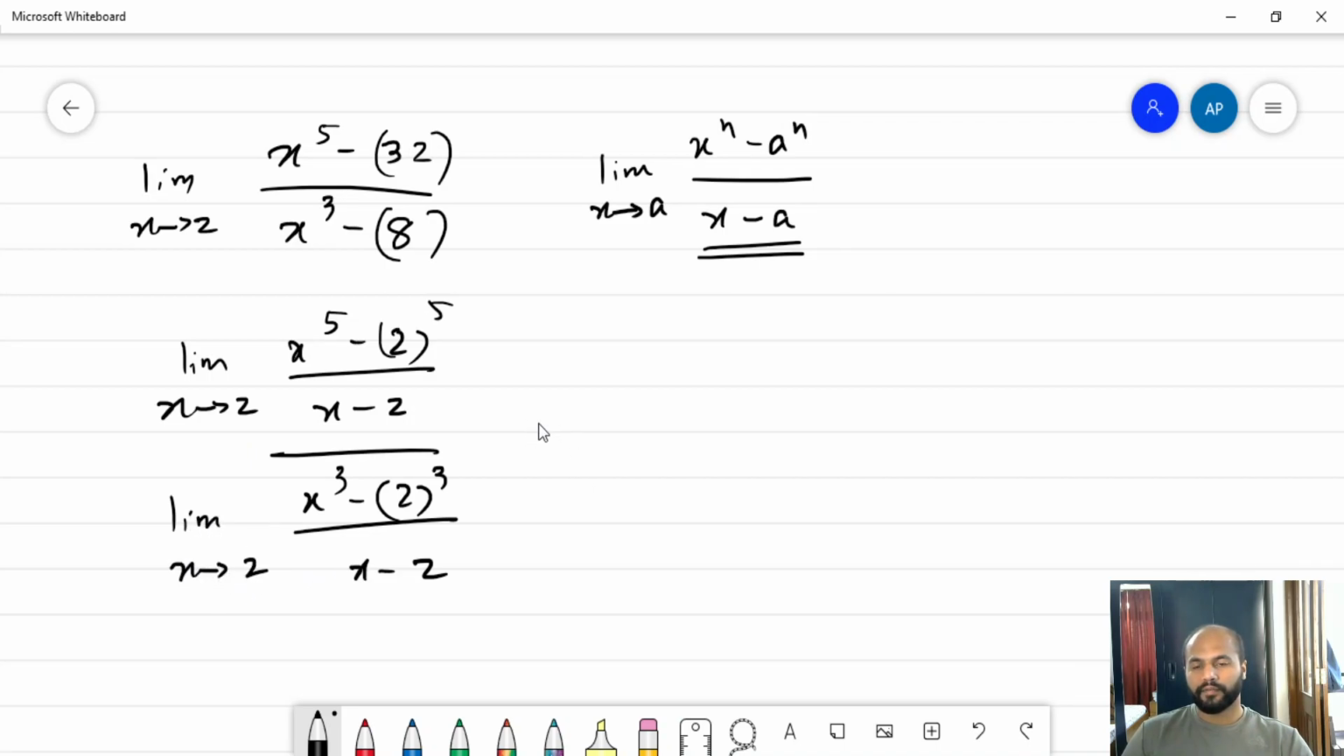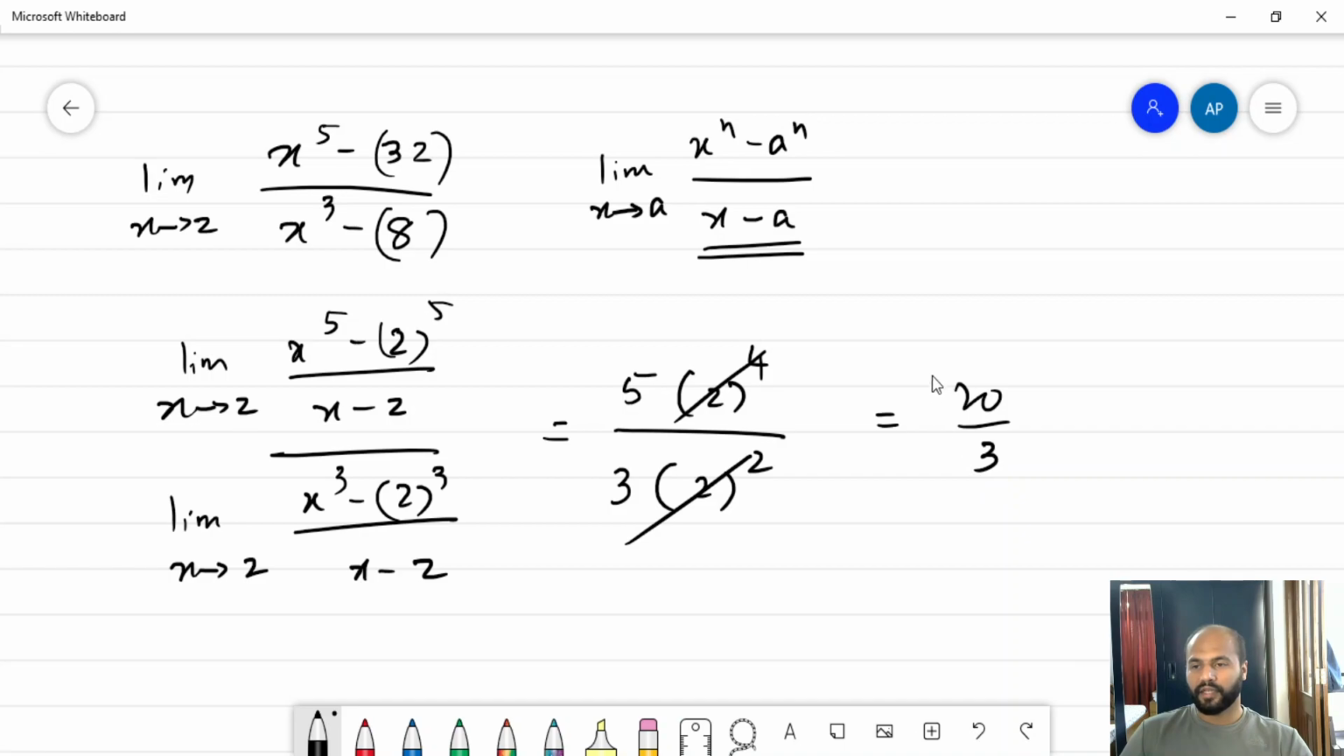So we'll apply the limit to the numerator and to the denominator. So this is going to be 5, 2 raised to 4 divided by 3, 2 square. So this goes, and what we get is 20 by 3 as the answer. So that is the final answer to this question.